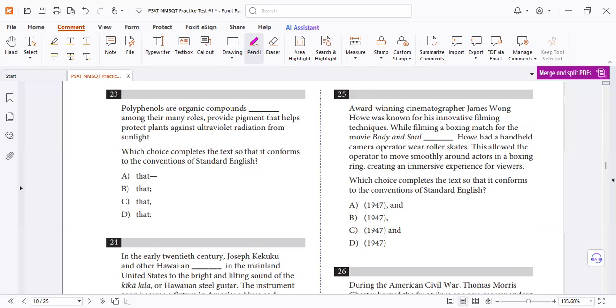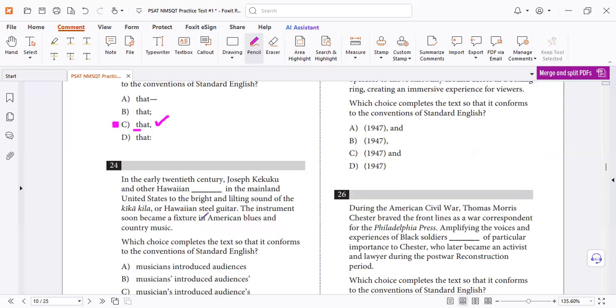Here we have non-essential information, so we need letter C, right? Here we have comma. So he said here the compounds that provide. So this is part of non-essential information. So we need comma. That's right. Now 24.